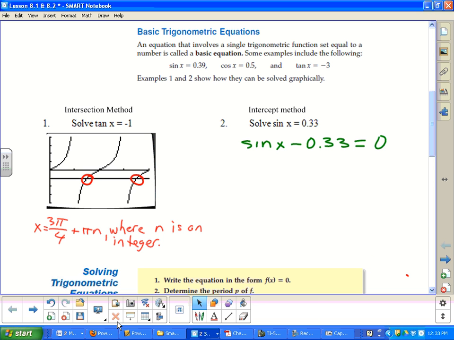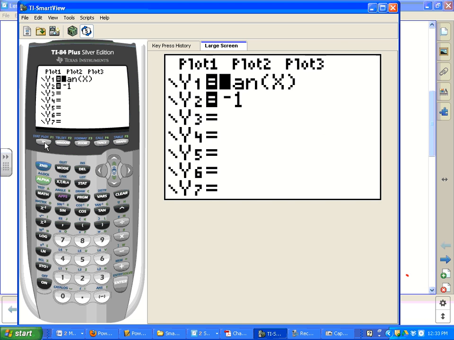Well, okay, so let's graph this then. So we got sine of x minus 0.33. Now, make sure you close your parentheses, because some of you seem to think that that was a horizontal shift there, but that's a vertical shift. That's not horizontal. Why is that not horizontal? It's outside the parentheses, okay?